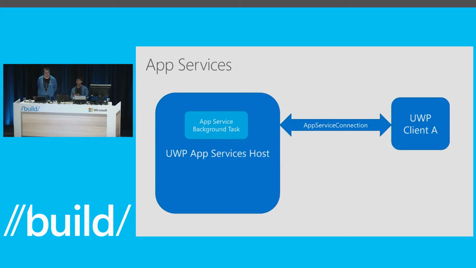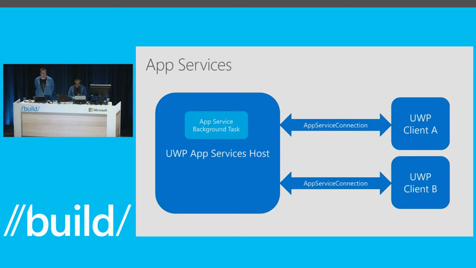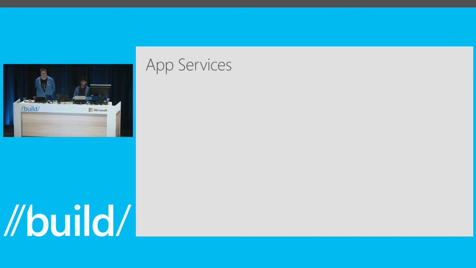What happens when another app wants to use this background service? The same exact thing. So a second client creates an app service connection. It calls open async. Another background task is spawned within my host, and now we can start communicating back and forth. Let's look at a real-life example of this.